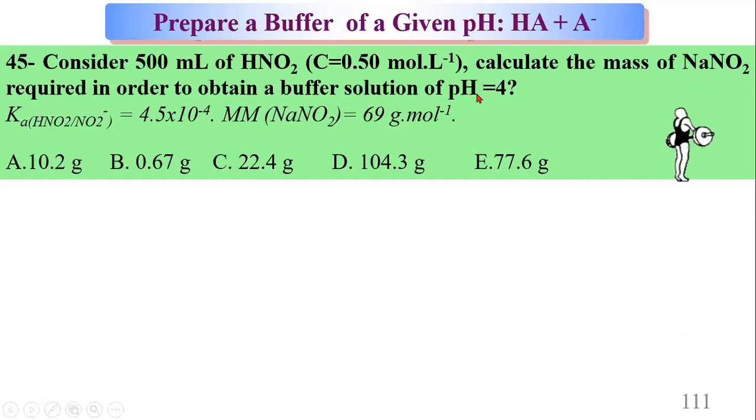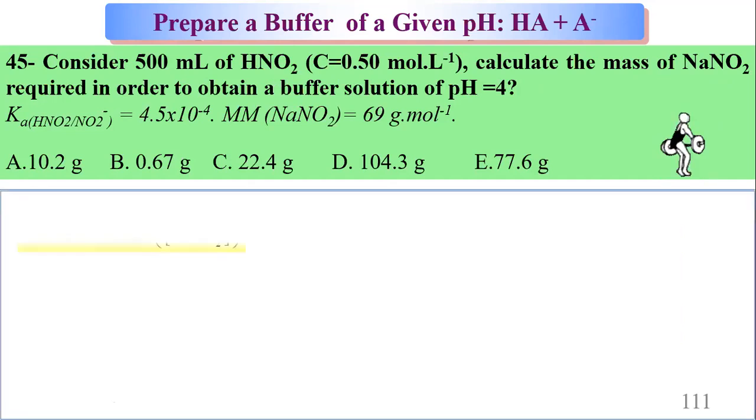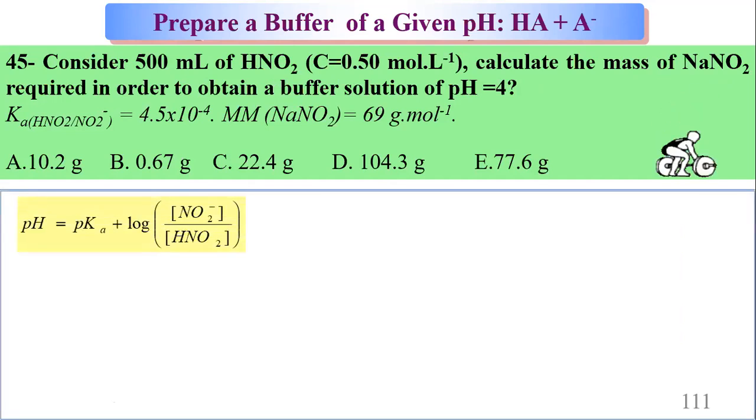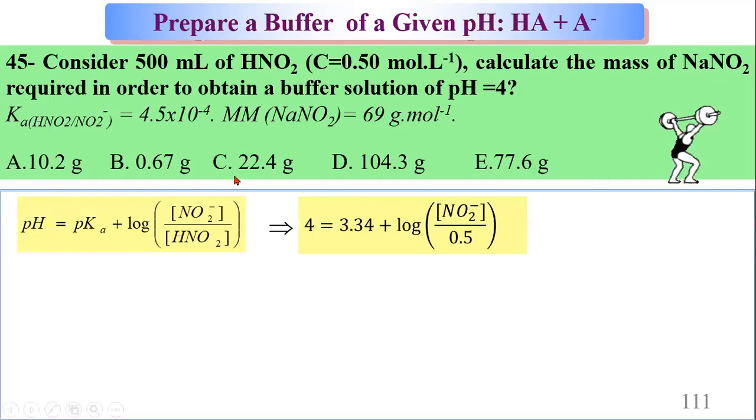So again, in these types of questions, I have the buffer pH. It's already given. And I may or may not have the concentration of the acid in solution. So again, we start with Henderson. We have the buffer pH, so put that in. You have the pKa, or if you don't, get it from the Ka value, minus log of the Ka, plus log of the concentration of the base NO2 minus divided by the concentration of the acid HNO2.